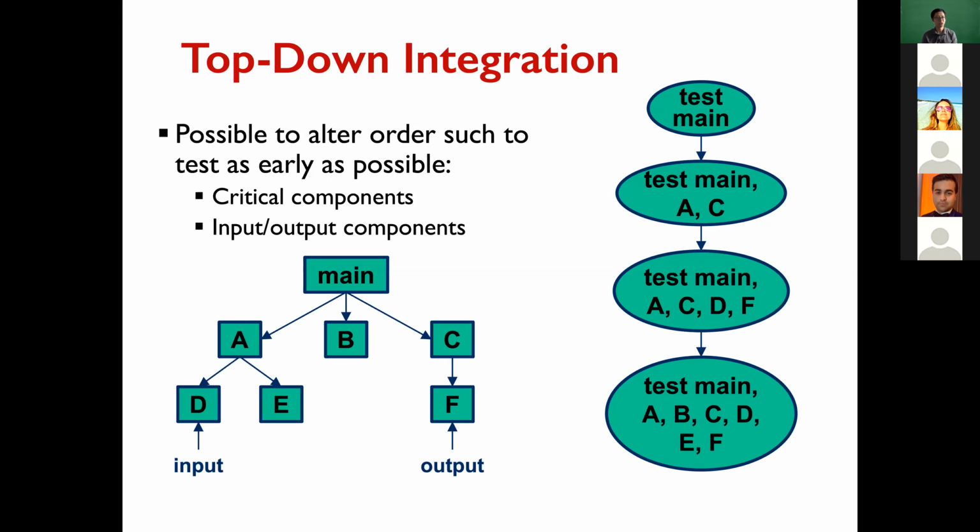It's possible to have a different order. For example, we want to test the critical components as early as possible. We want to test the input-output components as early as possible. So we can do this order. We can first test the main, then main and A and C. Then we test A and C and D and F. And finally, we test all of them together. Still a top-down, but different order, right? Okay.